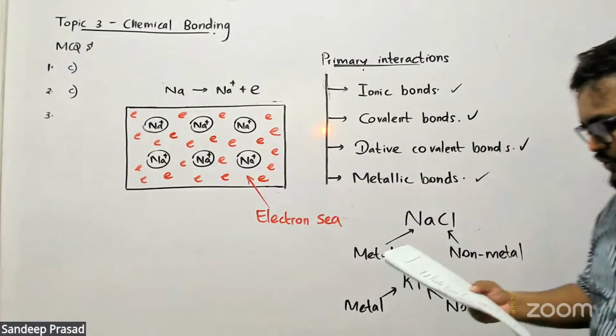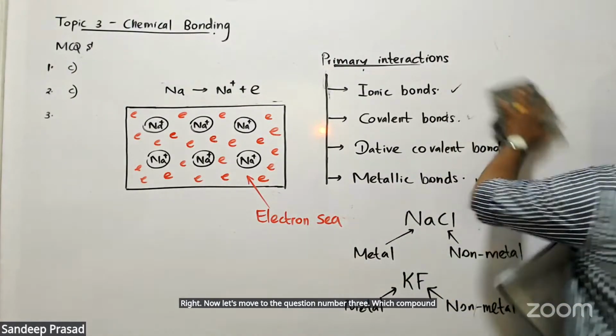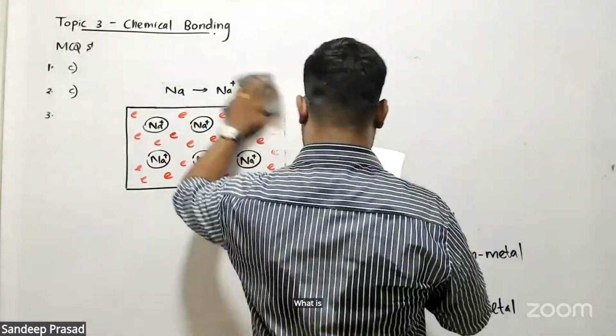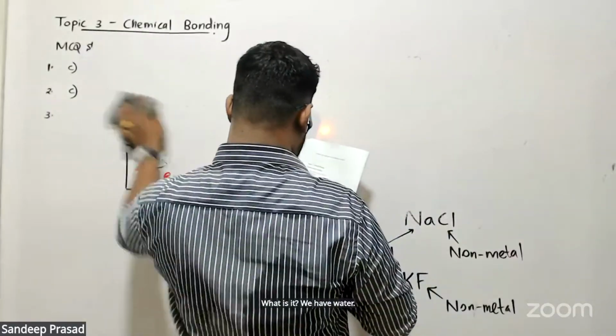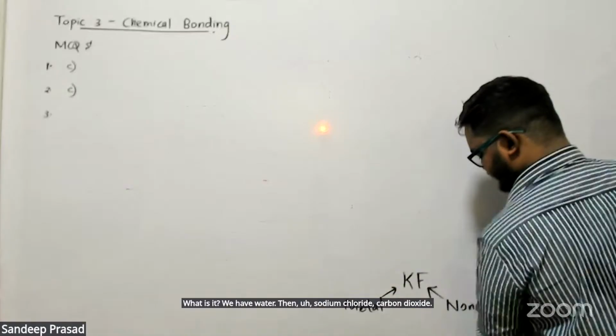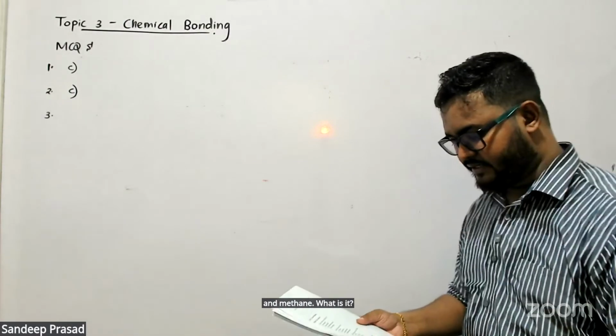Right. Now let's move to question number 3. Which compound consists of ionic bonds? What is it? We have water, then sodium chloride, carbon dioxide, and methane. What is it? Sodium chloride, right?